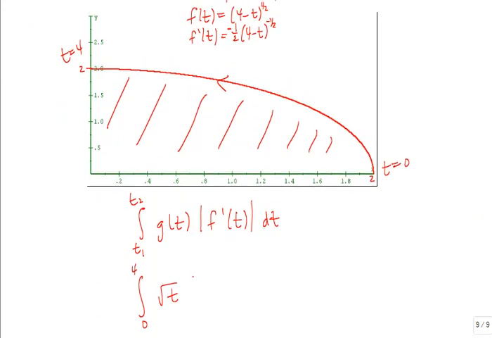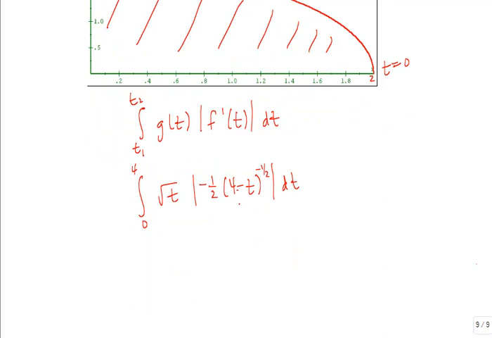So this is going to be the absolute value of negative 1/2, 4 minus t to the negative 1/2, absolute value dt. A couple of things to notice here: our bounds are going to help us with this absolute value. If t is 0, this is 4. If t is 4, this is 0. And anything in between 0 and 4 is going to make this positive. So this expression inside of the parentheses is always positive on the interval 0 to 4.